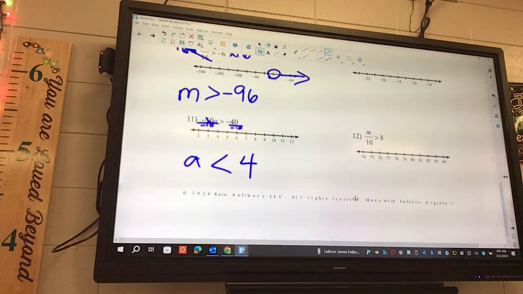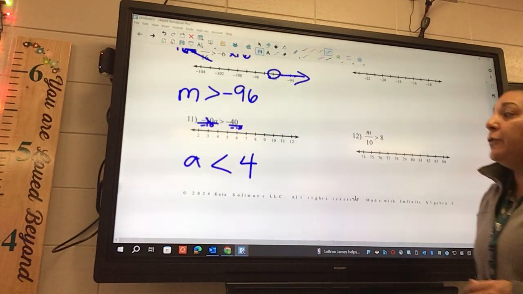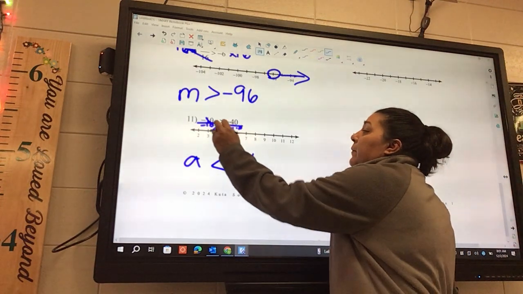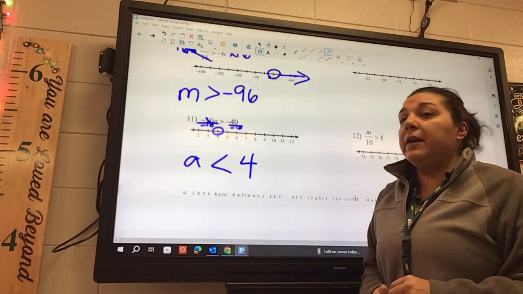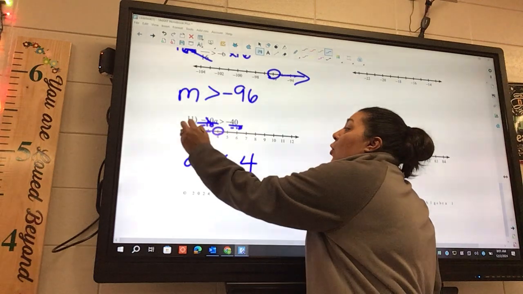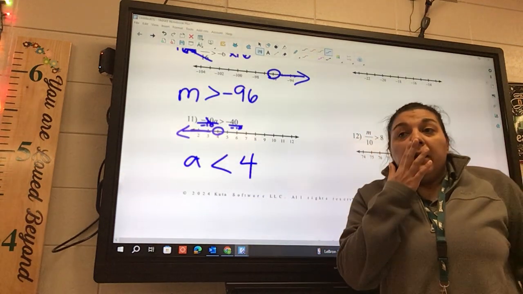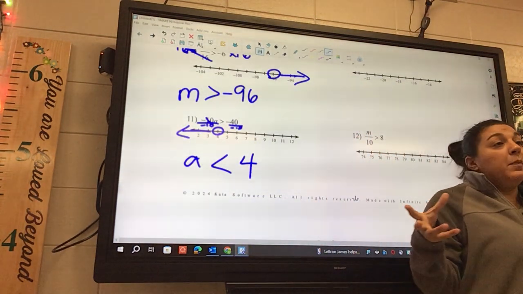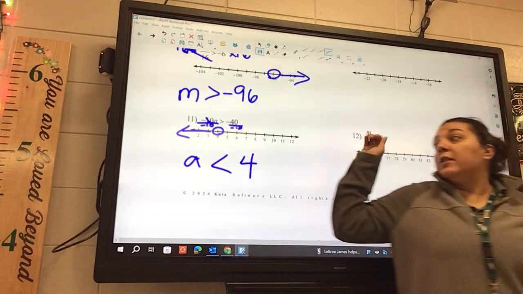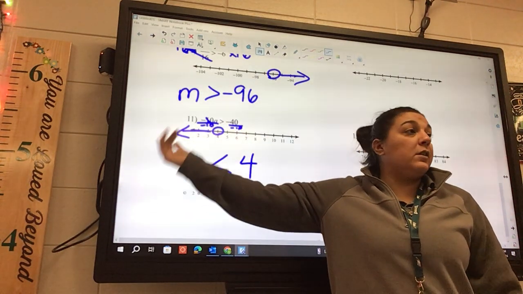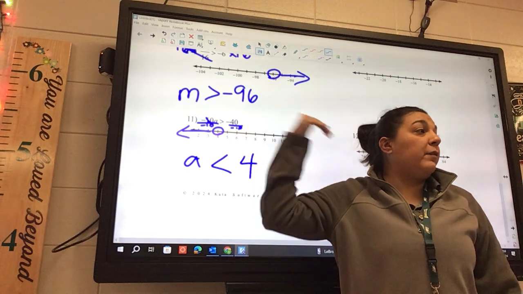Okay, so on the 4, is that going to be open or closed? Open. Going which way? To the left. Okay, what happens if you forget to flip? Instead of your line going to the left, it will be going to the right. So that's what happens when we forget to flip.